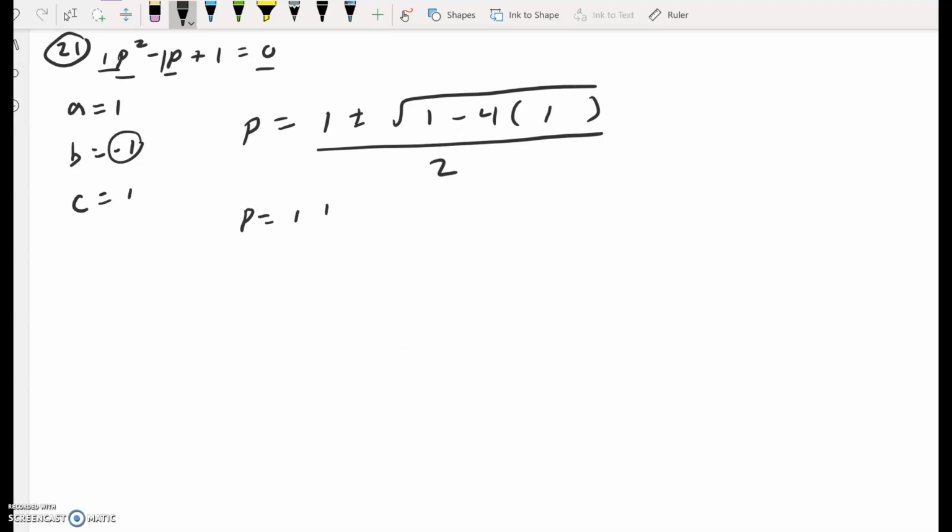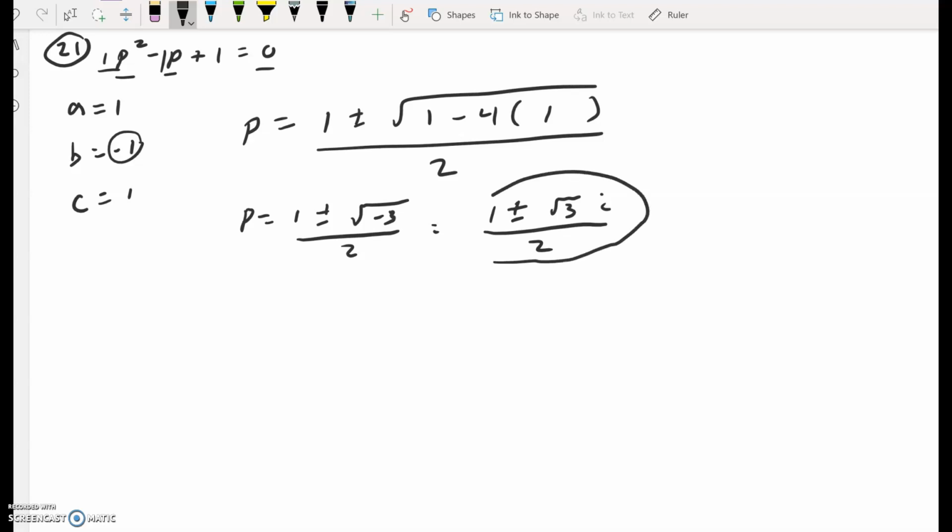So we have p equals 1 plus or minus the square root of 1 take away 4, which is negative 3, all over 2, and that is 1 plus or minus the square root of 3 times i, all over 2. At this point, there is no real simplification that can go on, so I suppose we could stop right here. Also possible is to break them apart into p equals 1 plus the square root of 3i over 2 and 1 minus the square root of 3i over 2.